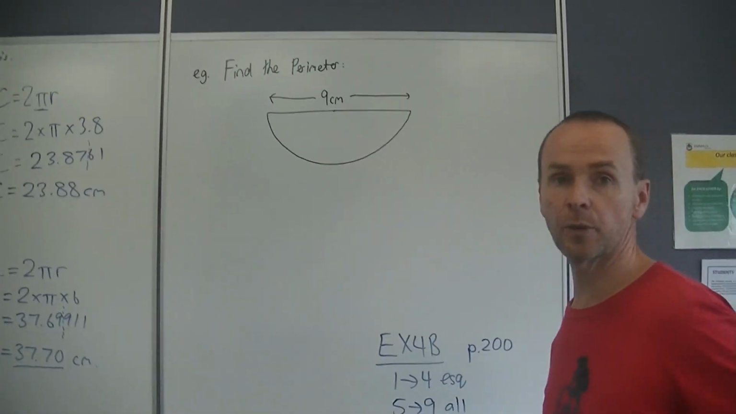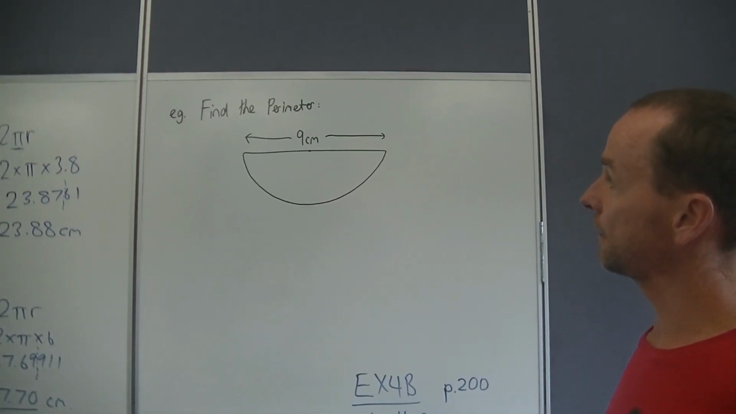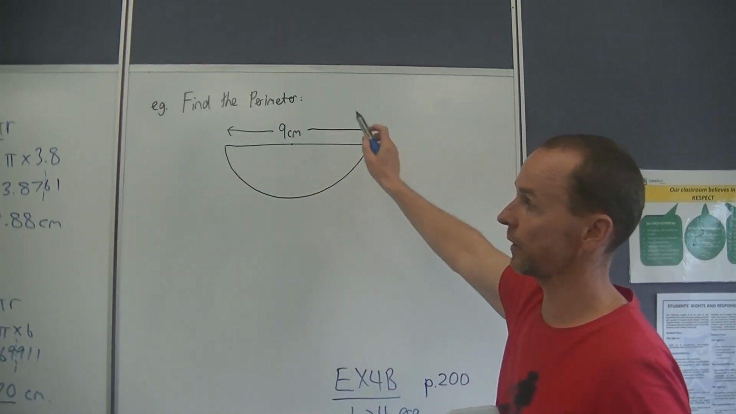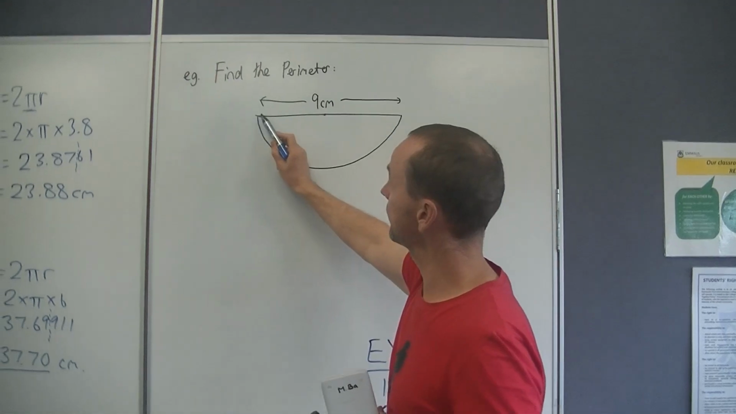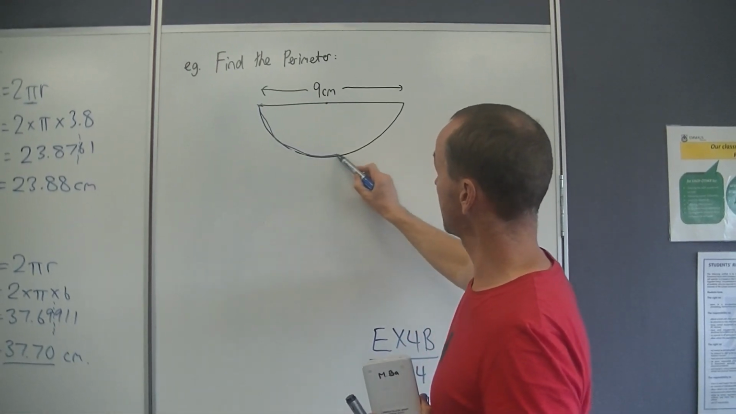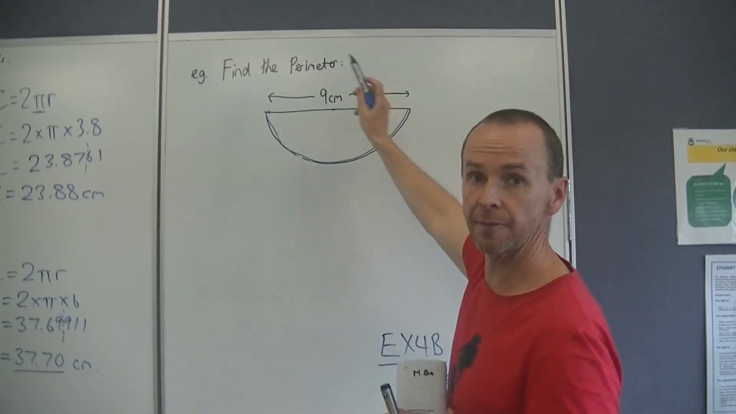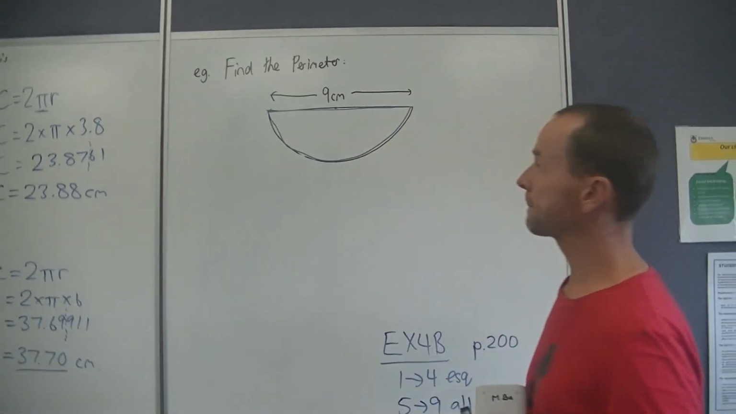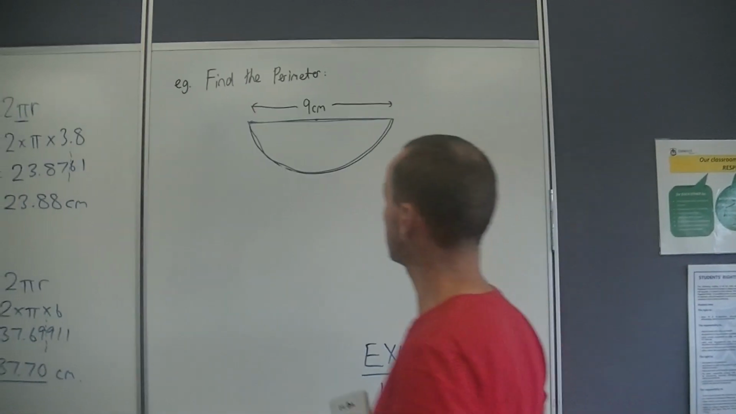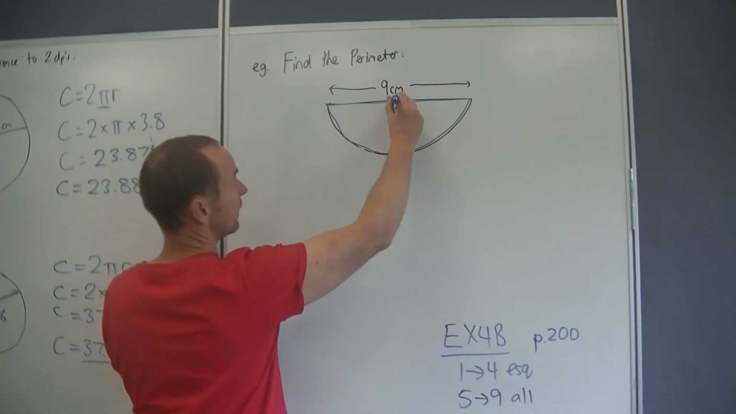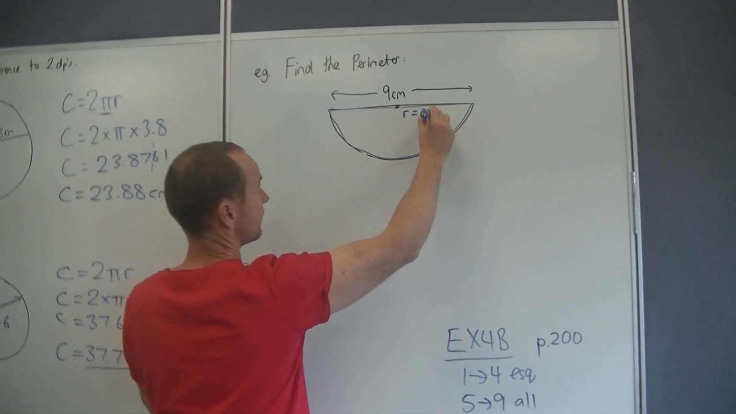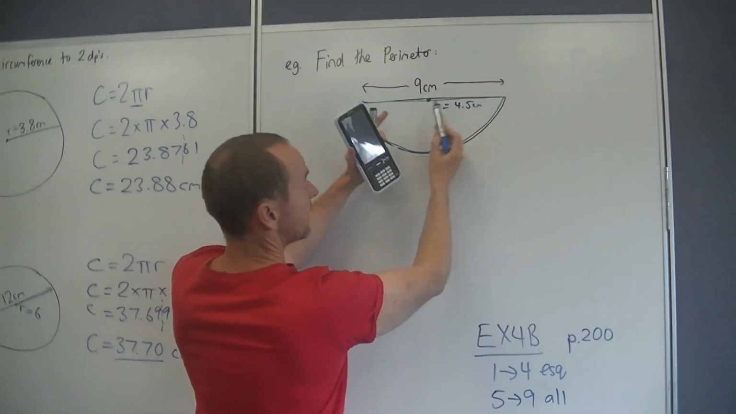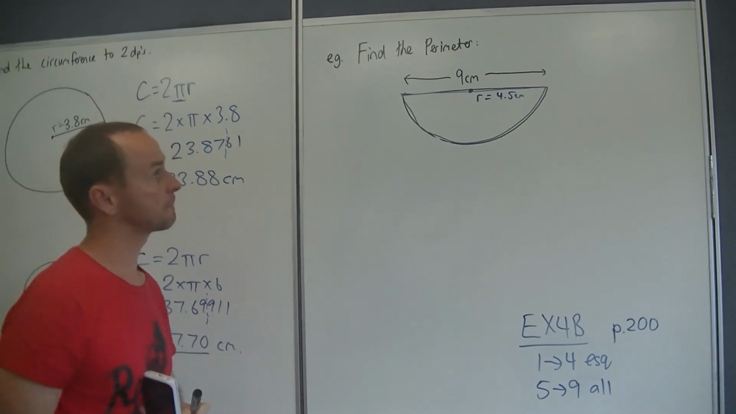Alright, this is a bit of a harder question. Find the perimeter. The reason why I use the word perimeter is because it's not the whole distance just around a circle. We want the distance from there around this semicircle, so it's half of a circle plus that distance across there. So this is a bit of a problem-solving question. First step, we need to find the radius. The radius is 4.5 centimetres because it's from there to there. That's the diameter, so the radius is half of that.